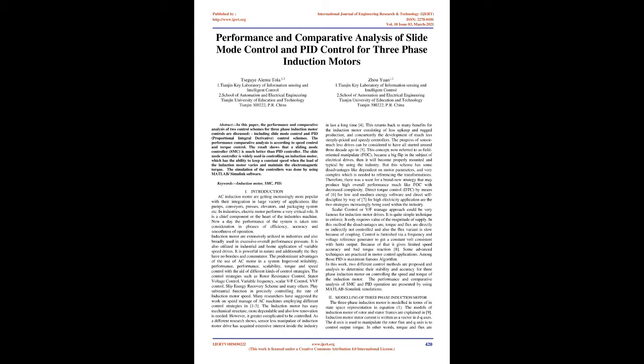The performance comparative analysis is according to speed control and torque control. The result shows that a sliding mode controller, SMC, is much better than a PID controller. The sliding mode controller is widely used in controlling an induction motor, which has the ability to keep a constant speed when the load of the induction motor varies and maintain the electromagnetic torque. The simulation of the controllers was done using MATLAB/Simulink software. Keywords: induction motor, SMC, PID.